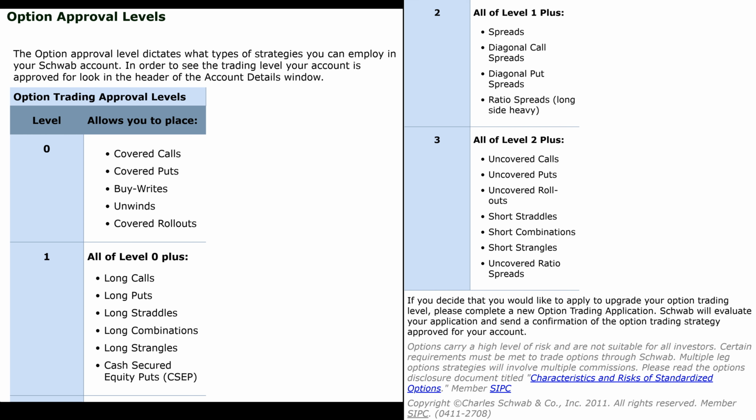Most brokers have 4 levels of approval, though this number varies from 3 to 5. This screen shows approval levels for Charles Schwab. The lowest level involves option trades with the lowest risk, including covered calls and covered puts, and buying options, whether as a single trade or as part of a spread. Higher levels allow riskier trades, including selling naked calls and puts, and combinations involving short positions.